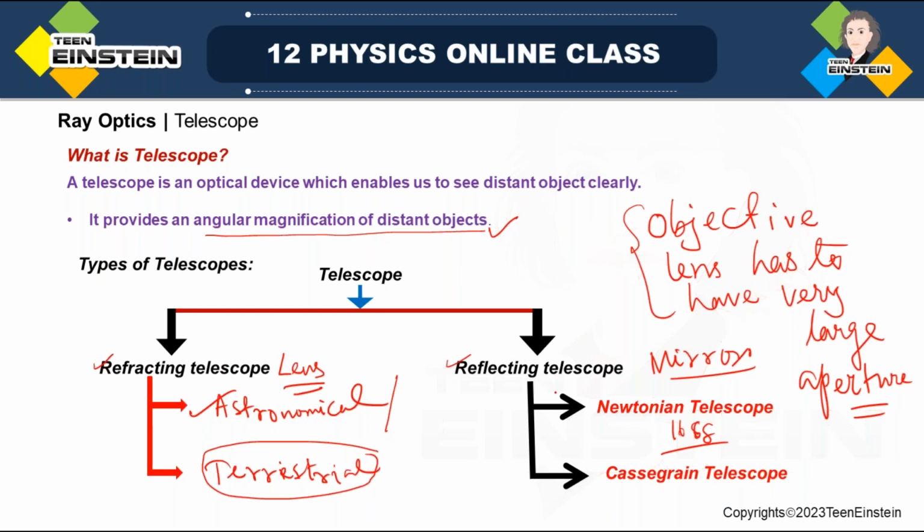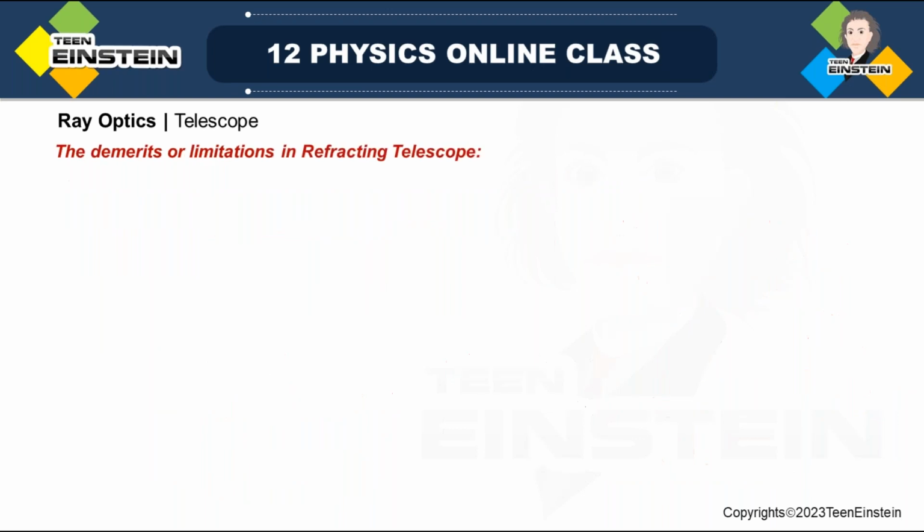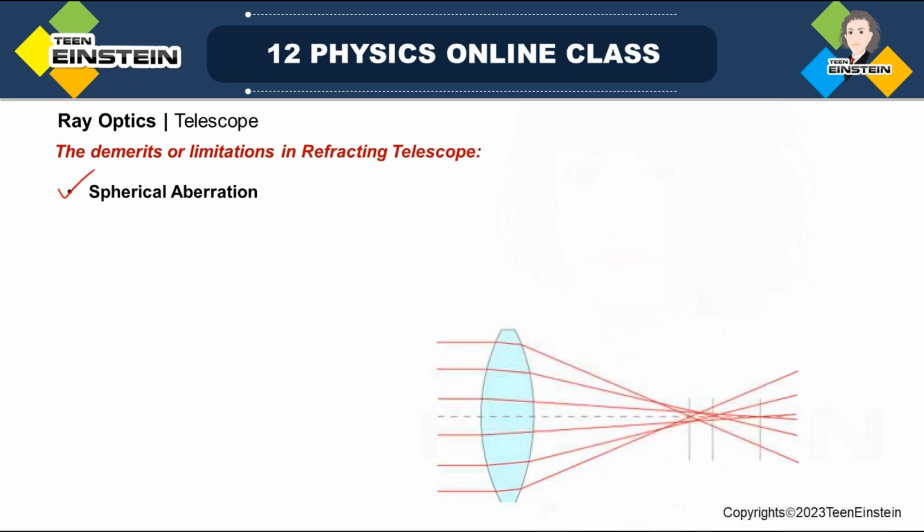There are two types of reflecting telescopes. One is the Newtonian telescope, another one is the Cassegrain telescope. These two telescopes were made later to overcome various demerits present in the refracting type telescopes, where we use a large objective lens. So let us see what the demerits are. The first demerit is spherical aberration. So what is spherical aberration?